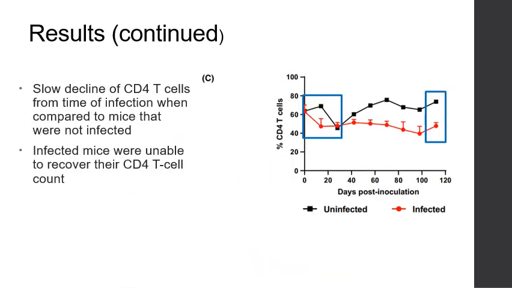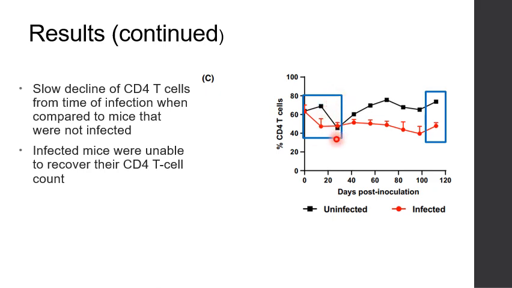In regards to the CD4 T cell count, there was a decline of CD4 T cells in the infected mice over time post-infection. So we see here that right at the point of infection, there was a quick drop-off of CD4 T cells in the infected mice.